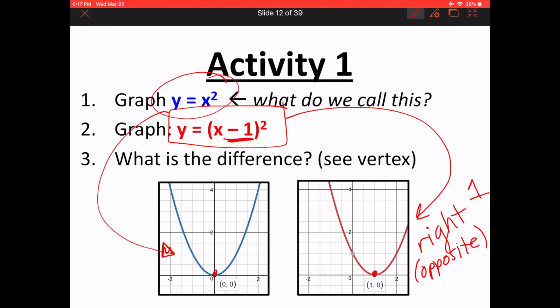But whenever you have a number in parentheses, it's actually going to be the opposite. x plus 1 moves you to the left. x minus 1 is going to move us to the right.